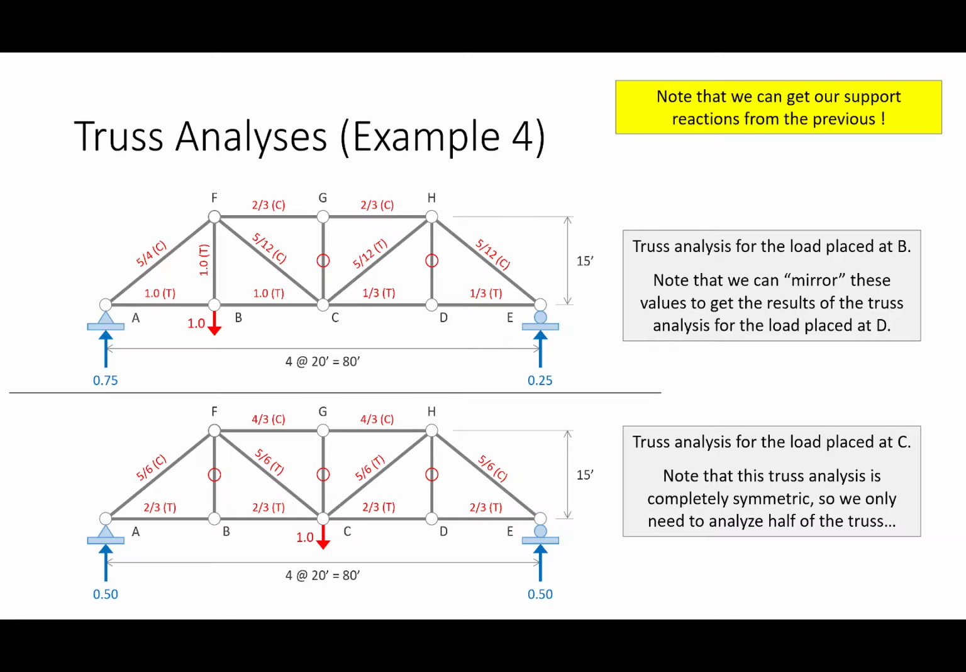I would flip. So what member am I looking at? Okay, let me make sure I'm clear. I want the force in this member when the load is at joint D. How do I use this information to get that? I'm going to take all these answers and flip them. So what's the answer? Wait. Does everybody see what I'm talking about?